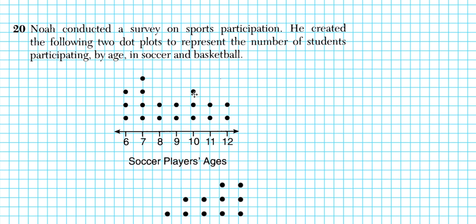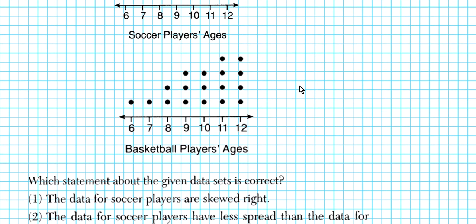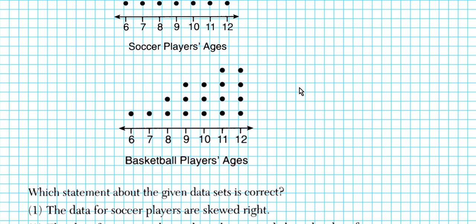All right, let's take a look at question number 20. It says Noah conducted a survey on sports participation. He created the following 2 dot plots to represent the number of students participating by age in soccer and basketball. So we have the dot plot here, and we have the following questions. Which statement about the given data set is correct? First one, the data of soccer players are skewed right.